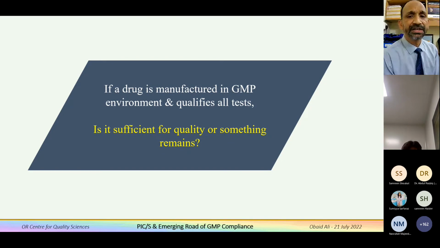If a drug is manufactured in a GMP environment, you are witnessing that every drug manufactured in the US or Europe is, at least we believe, manufactured in a GMP environment. But we witness that these drugs are subject to recalls. And we see from left to right, recalls, recalls, recalls. We see import alerts. Why is it so? It is sufficient for quality, yet something remains null.